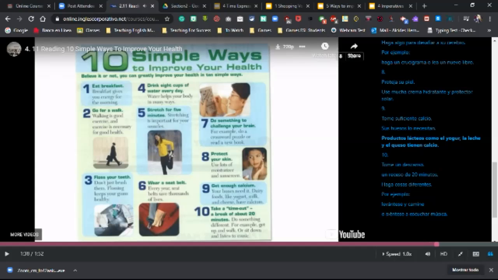Good. What is number 9? Tomar calcio. En leche, queso. Very good. Yes. Let's go for number 10.